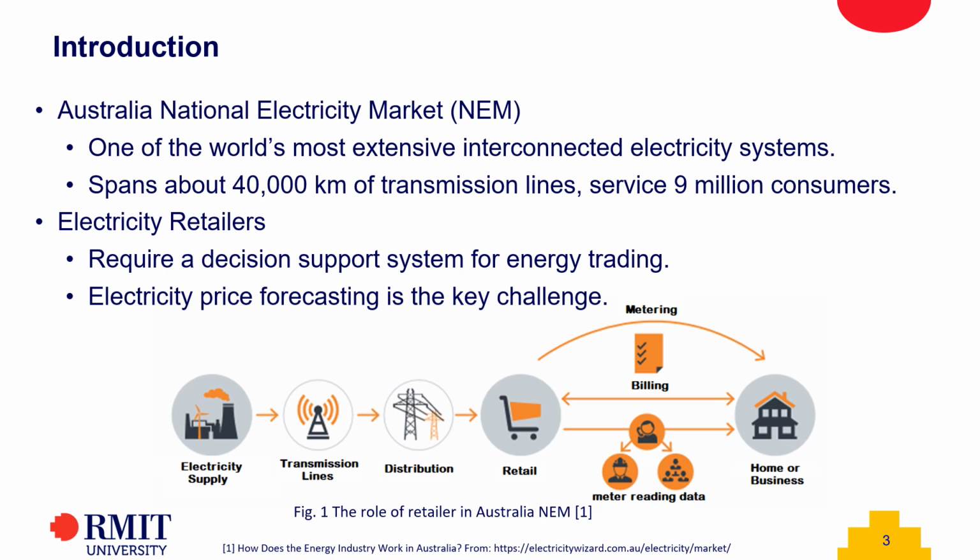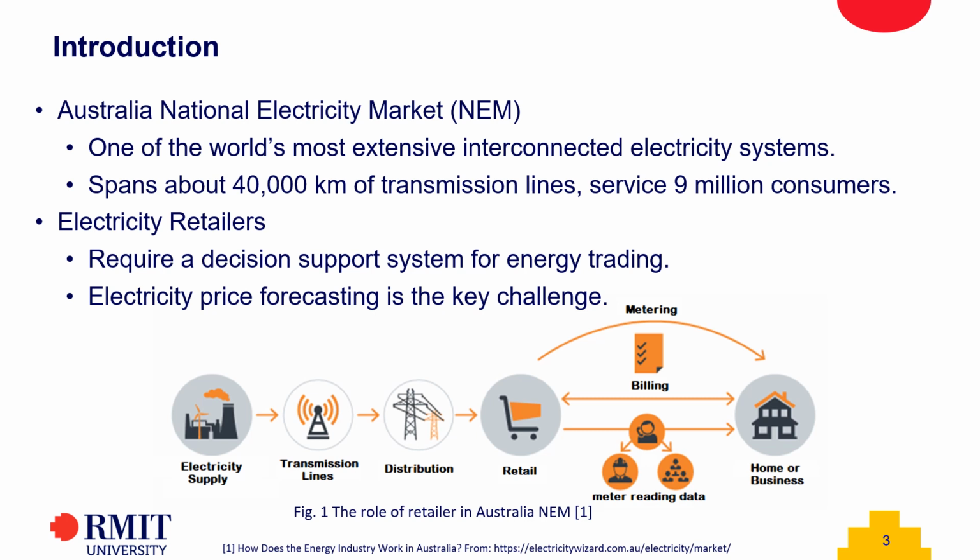It works as a wholesale market, making it possible for electricity to be exchanged between those who generate it and those who sell it across 6 eastern and southern states and territories. This accounts for about 80% of all the electricity used in Australia.